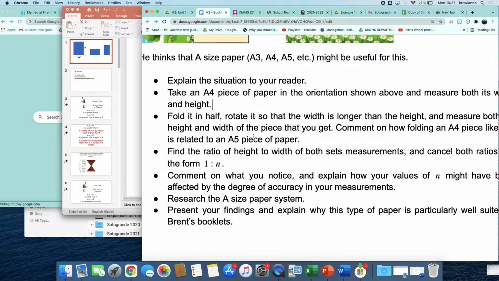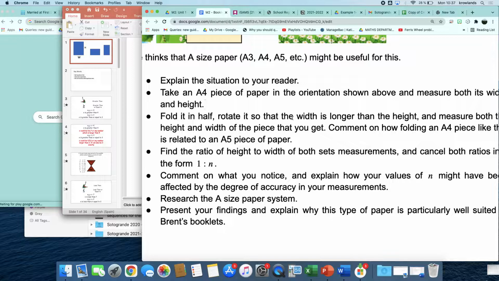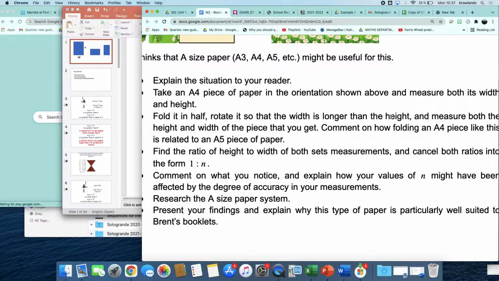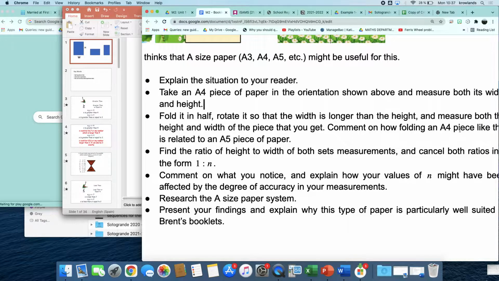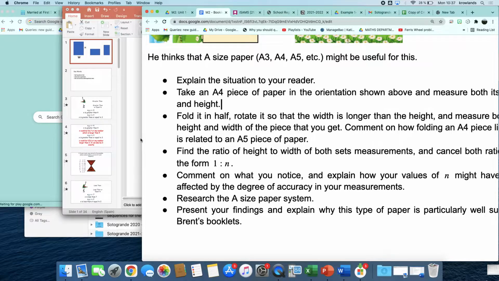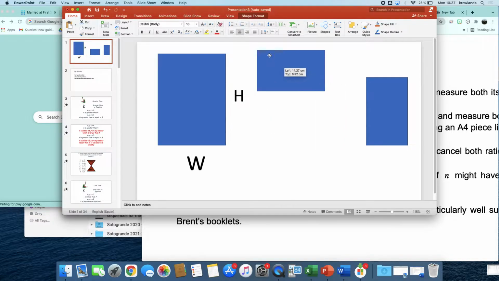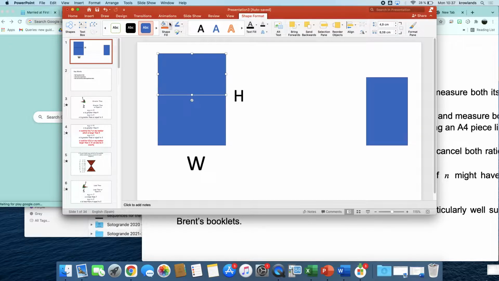Then it says you're going to fold a piece of paper in half and rotate it so that the width is longer than the height, and measure both the height and width of the paper that you get. Comment on how folding the A4 piece of paper is related to the A5. So what it means is if you have an A4 piece of paper, let's say this is my imaginary piece of paper, and you fold it in half, you are going to get 2 shapes which look like this. Shape 1 and shape 2, that's about half. Then, if you take away that half, what now is our width and what now is our height?